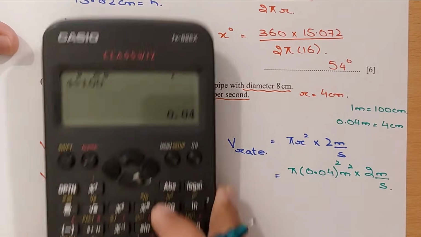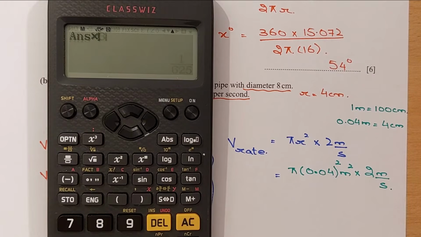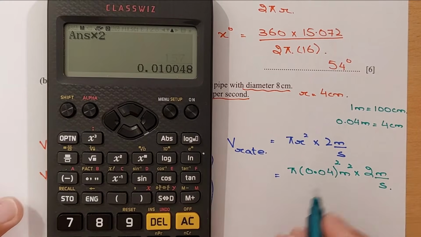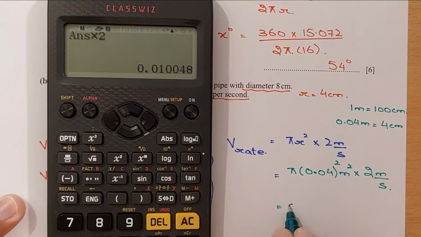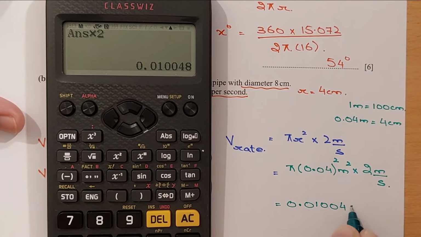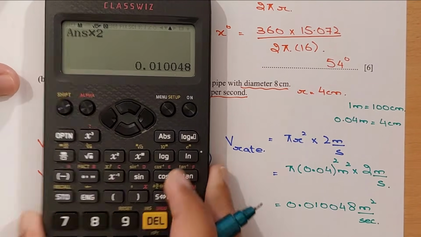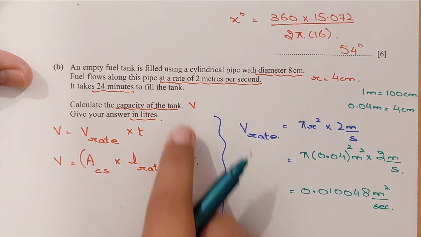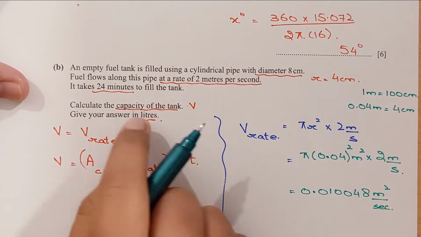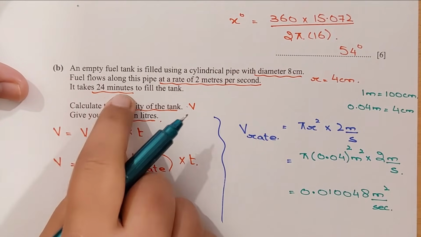So let's simplify this. 0.04 squared, times 3.14, the pi value, times 2. This is equivalent to 0.010048 meter square per second, right? So this is the volume flow rate. Now we need to find the volume by multiplying with the time, and time is 24 minutes, but here we have seconds. So convert minutes into seconds.